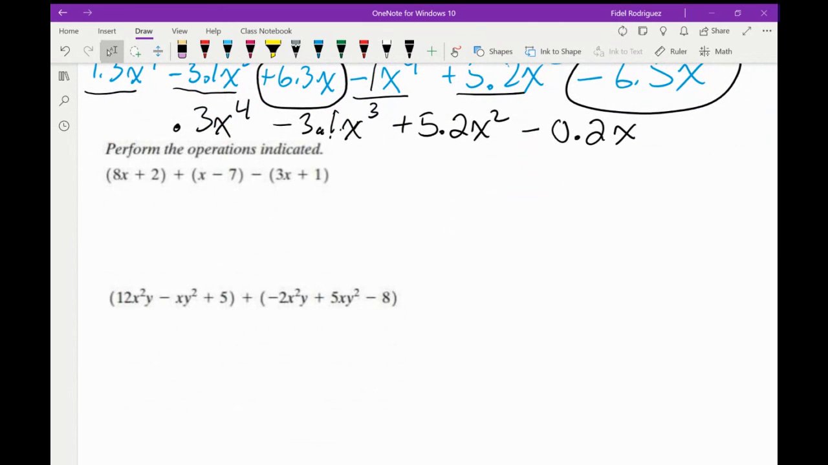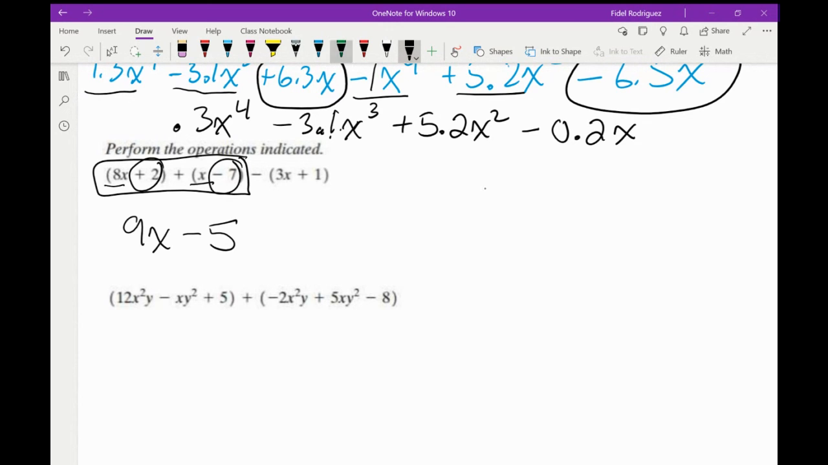And then, so for the next one here, it says perform the operations indicated. So as I'm going through this problem here, the first thing I'm going to do, I'm going to worry about at least adding these two together. So 8x plus another x is going to leave me with a 9x. And then a plus 2 and a minus 7 is going to leave me with a minus 5.